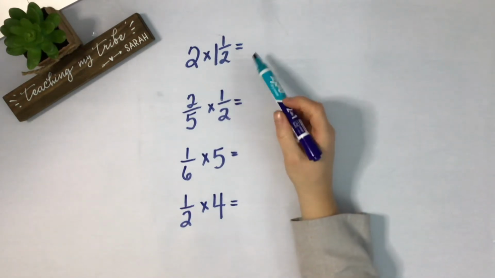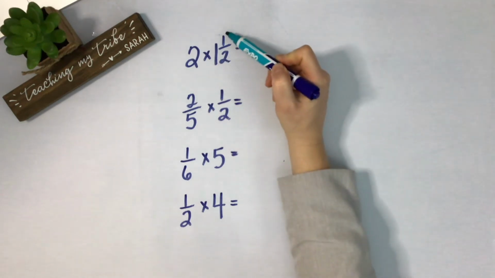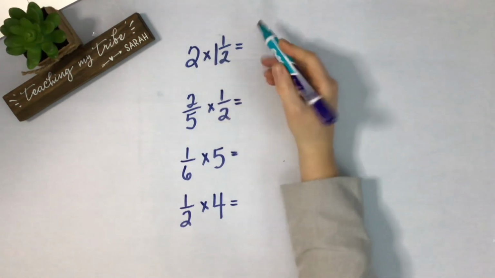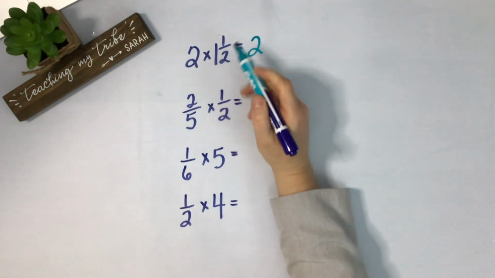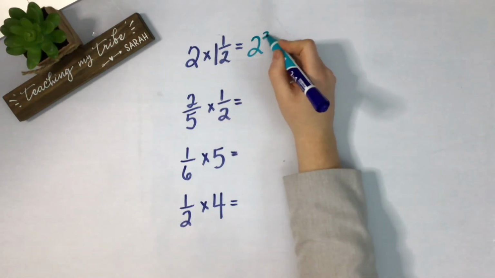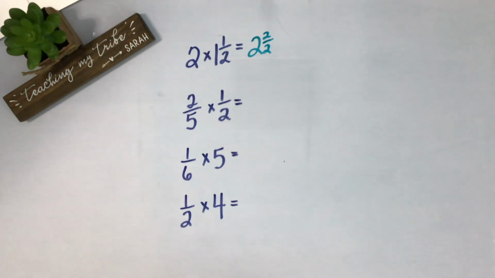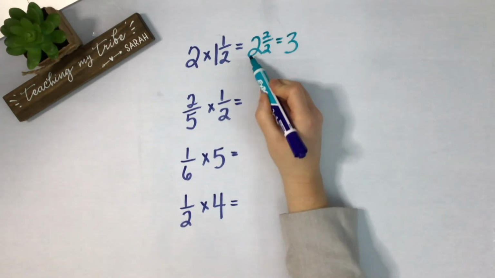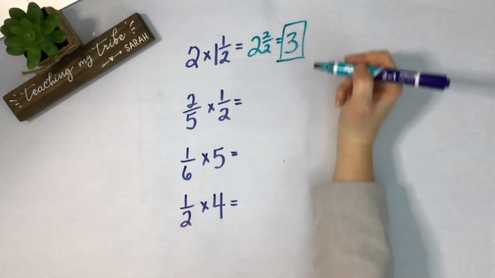Okay, so for this first one, I need 2 copies of 1 1/2. So I need to copy this whole mixed number. So I'll need 2 copies of the 1, which is 2, and I'll need 2 copies of the half. 1/2 and 1/2 is 1 whole, so it's 2 and 2 halves, which should actually be written as 3, because it's 2 and 1 that equals 3. 3 is my whole answer.